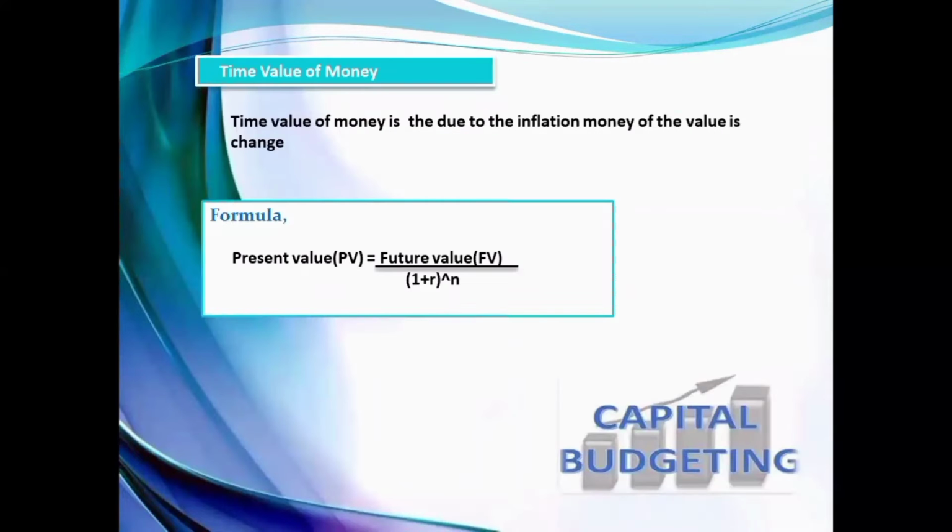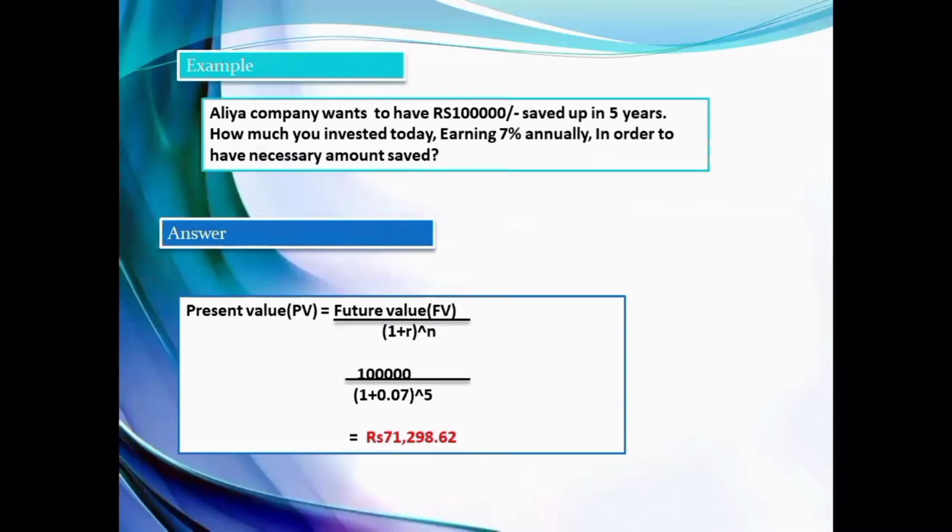Next one is time value of money. Time value of money is that due to inflation, the value of money changes. By this formula, we can calculate the time value of money: present value equals future value divided by 1 plus R power of n. According to this example, we can calculate the time value of money.